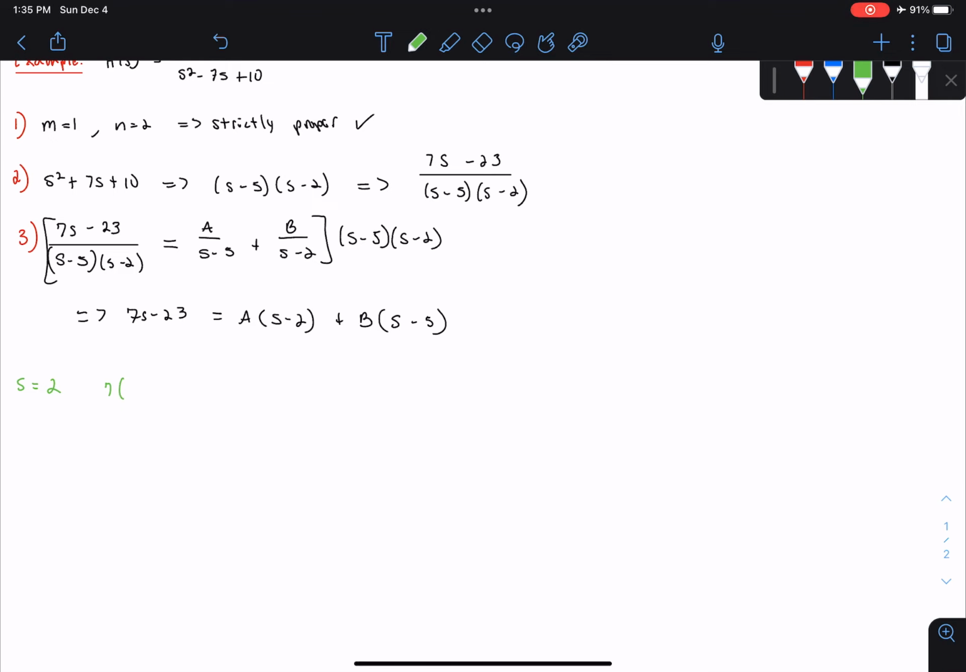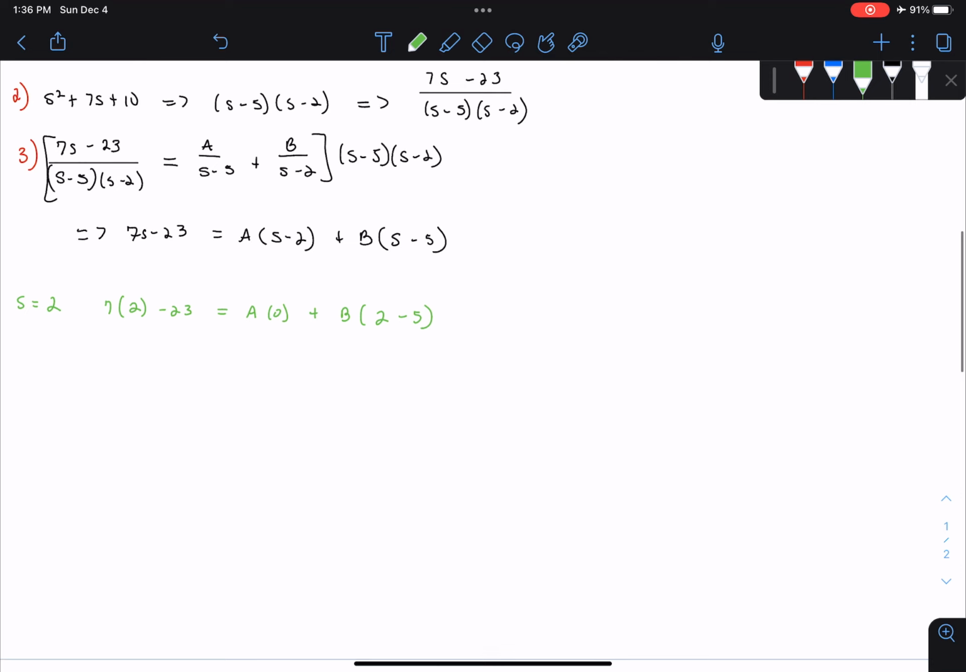So we have 7 times 2 minus 23 is equal to A times 0, since 2 minus 2 is 0, plus B times 2 minus 5. Now we have 14 minus 23 is equal to 0 plus negative 3B. And simplifying further, we have negative 9 is equal to negative 3B. And from here, we can figure out our constant B, which is 3.